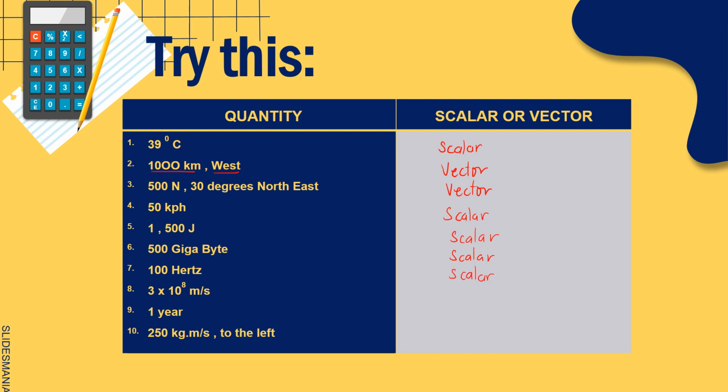For number 8, it's 3 times 10 raised to 8 meters per second. It's a scalar. For number 9, 1 year. Okay, it's also a scalar quantity. And last but not the least, we have 250 kilogram meter per second to the left. So that's a vector quantity. I repeat, scalar quantity has magnitude but has no direction, while vector quantity has both magnitude and direction.